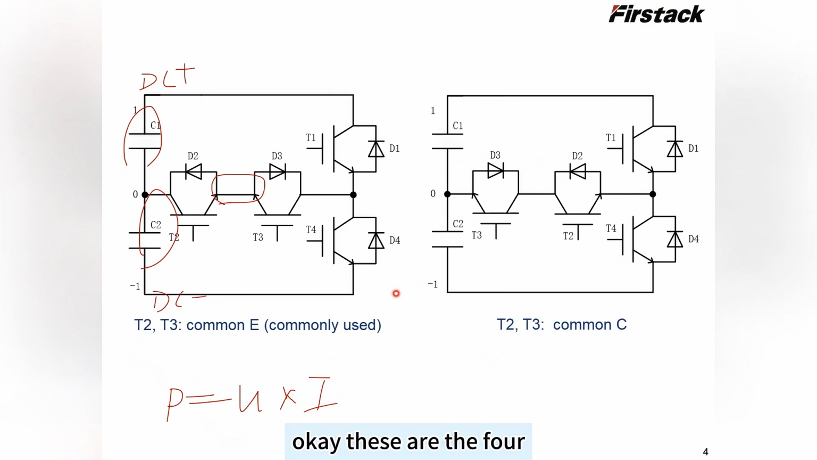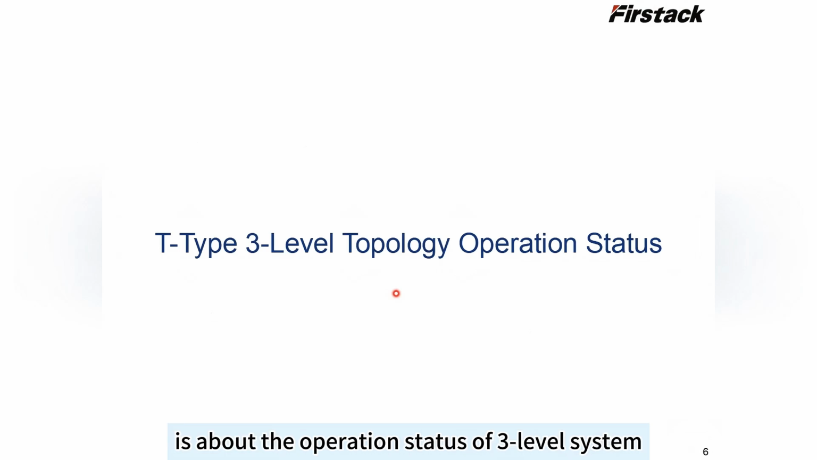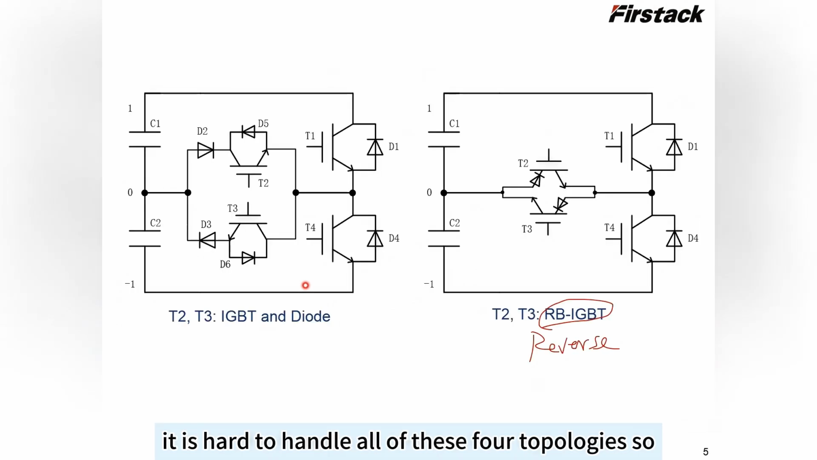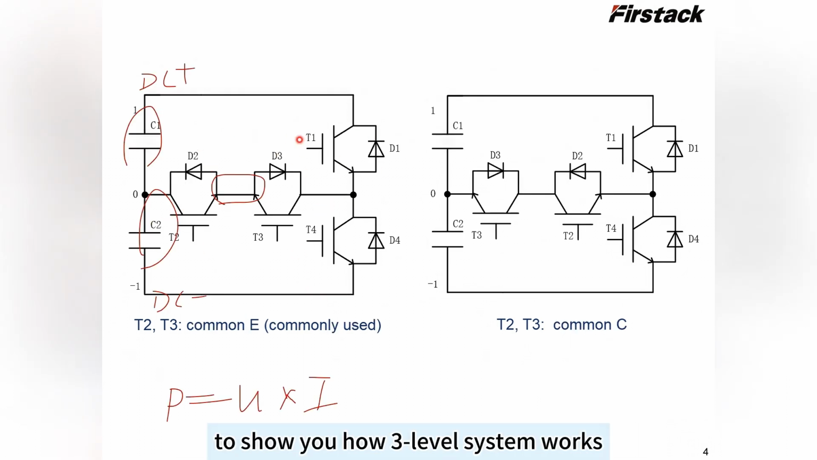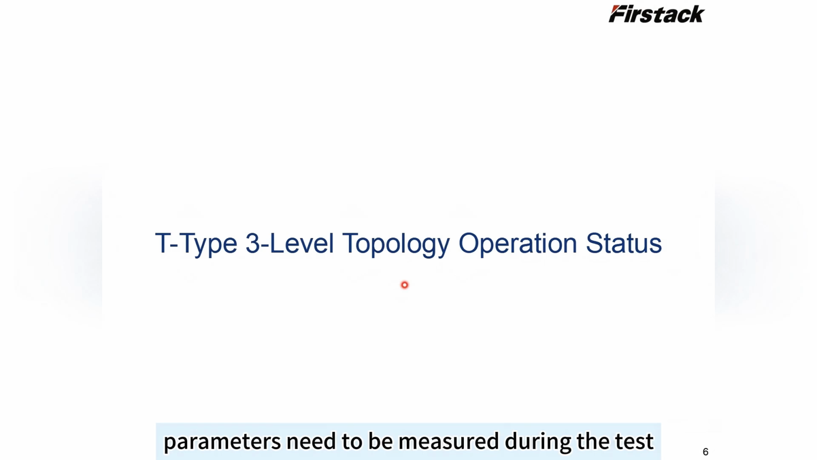Okay, these are the 4 most common topologies we can find in actual applications. The next chapter is about the operation status of the three-level system. It is hard to handle all of these 4 topologies, so we choose the most commonly used structure to show you how the three-level system works. It is also helpful for us to process the DPT and understand when and what parameters need to be measured during the test.